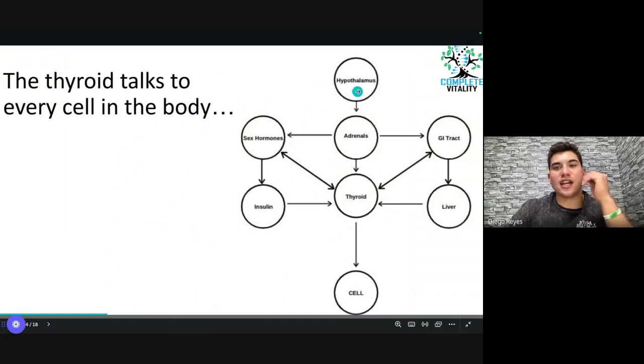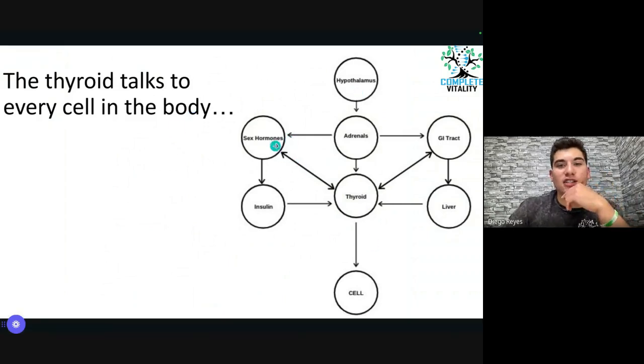So the thyroid talks to every cell in the body. It talks to your sex hormones like estrogen, progesterone, testosterone, your androgens. It actually talks to insulin as well. It talks to the GI tract. It helps with the motility of food throughout your body. Because remember, your thyroid T3 speaks to every cell in the body. So that makes sense now, right? Because if we have poor T3, then our cells don't have enough energy to do these biological functions.